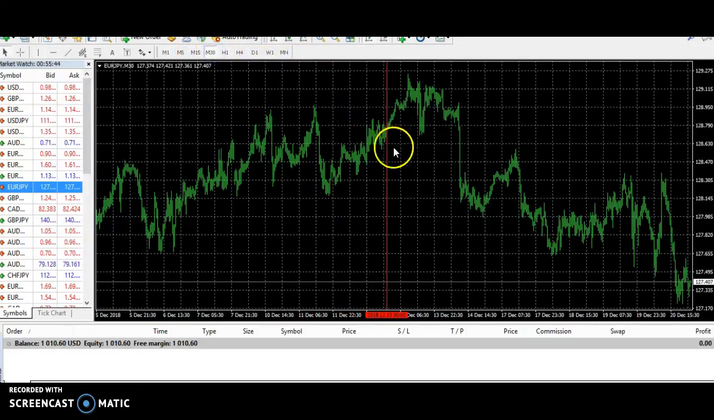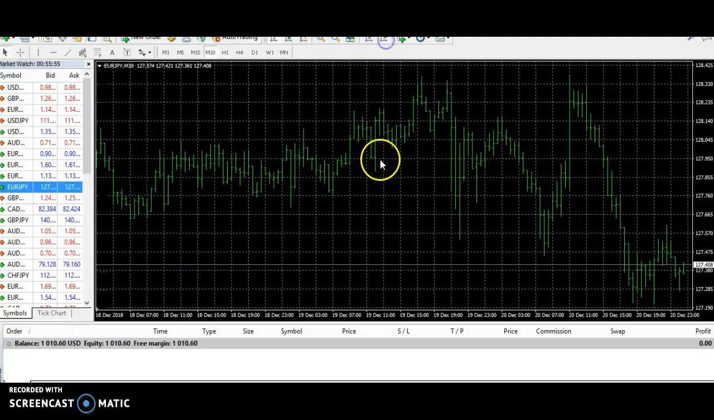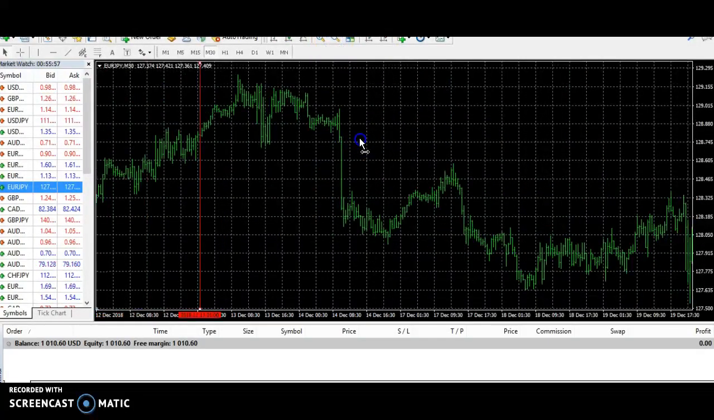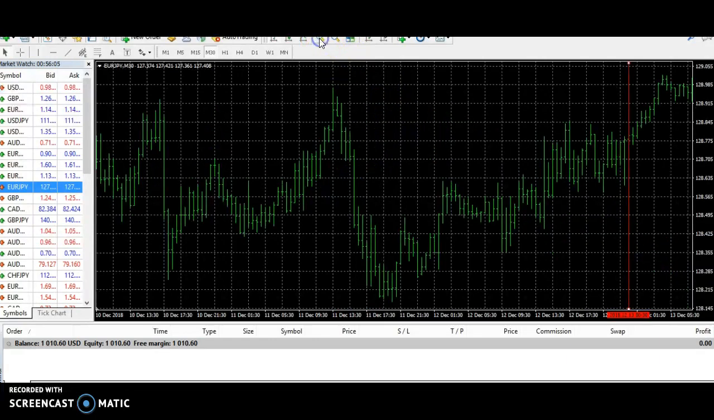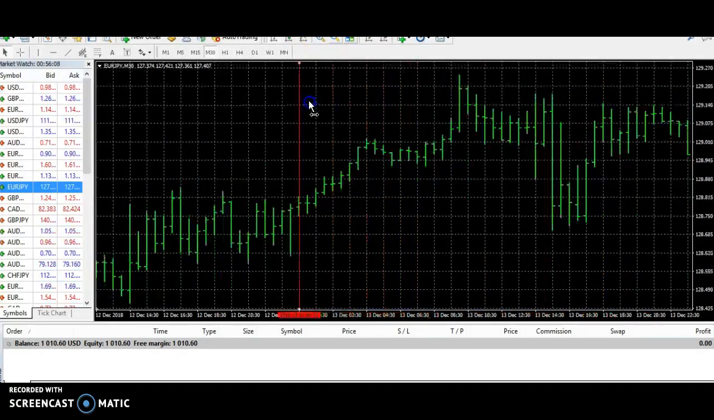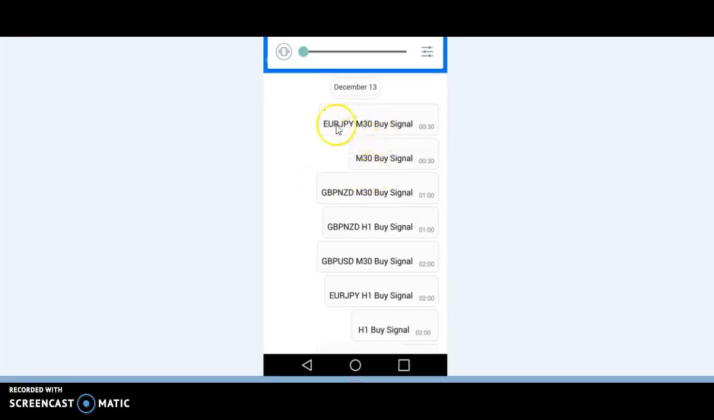So we're gonna go back down to here. Here we go. There we go. We'll zoom in. Do apologize for the wait. So what do we have here? So we have a buy signal Euro Yen at 0.30 and 0.2 right there.